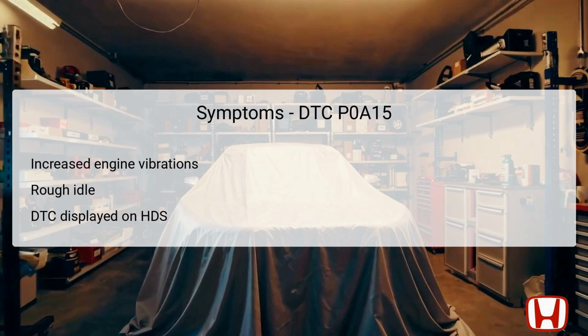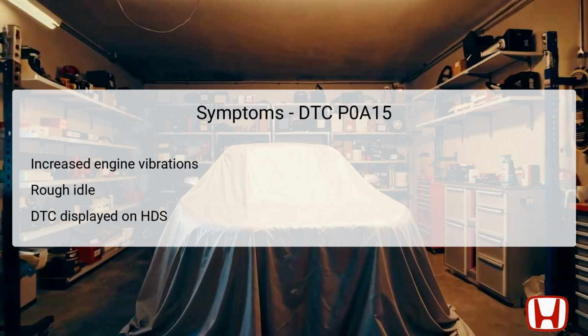When DTC P0A15 is present, several symptoms are likely to manifest. Drivers may notice increased engine vibrations due to compromised stability efforts of the engine mount actuator. A rough idle condition can also arise, where the engine experiences difficulty maintaining steady RPM levels. The presence of this error code will be indicated on the Honda Diagnostic System, HDS, prompting a deeper investigation.